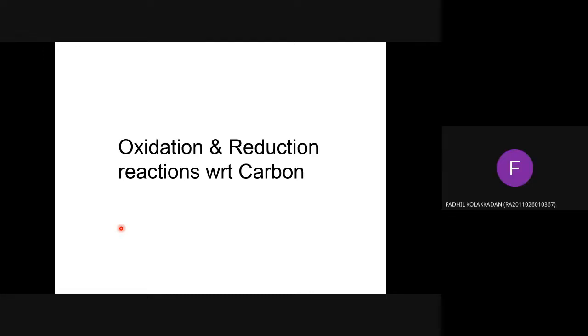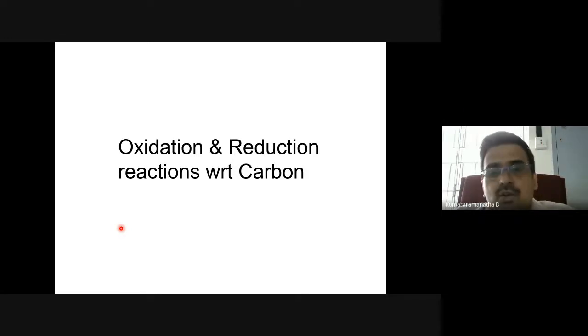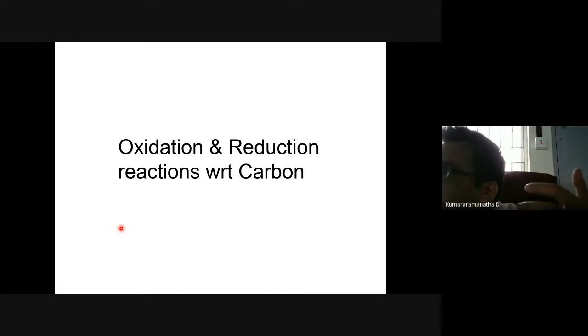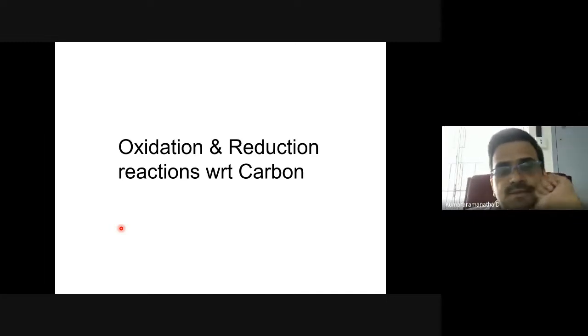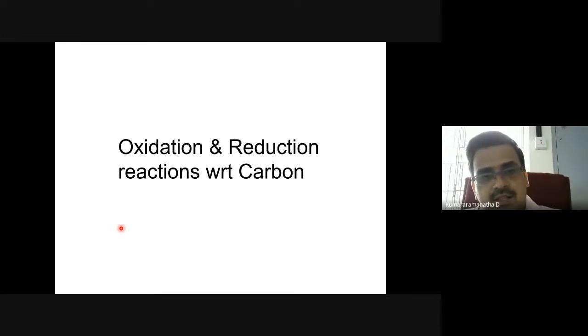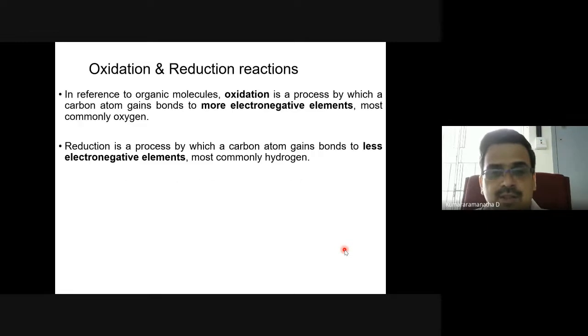You can relate it to adding and removing hydrogen. Adding and removing hydrogen to carbon is considered as oxidation reduction. Yes, you are right. And any other aspect? Any other important aspect do you think is discussed? Yeah, the first point you raised is true. Let's see what are the important things by which we can understand oxidation reduction chemistry of carbon.